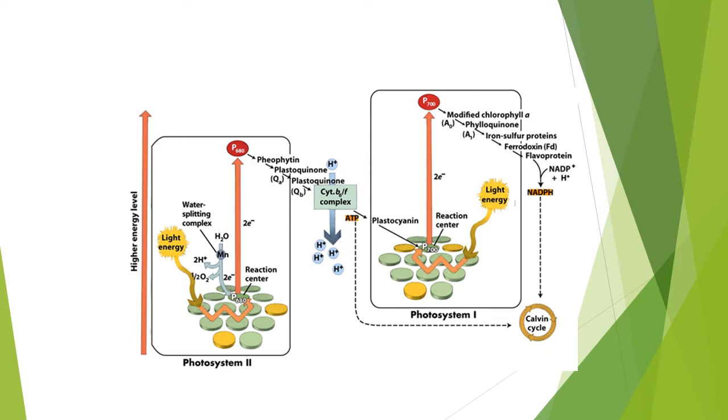Whoever wants the names of the carriers in cyclic and non-cyclic, many carrier names are given, like plastoquinone, pyridoxine, any iron sulfur protein, there will be a cytochrome complex, plastoquinone, plastocyanin. Okay, so moving on, ultimately what we got is the assimilatory power, ATP and NADPH, which we need to reutilize in the Calvin cycle.